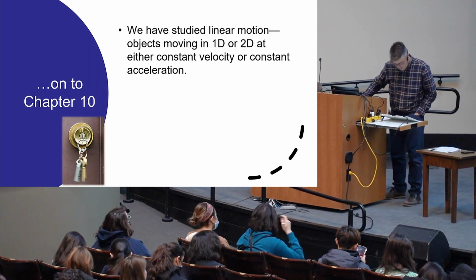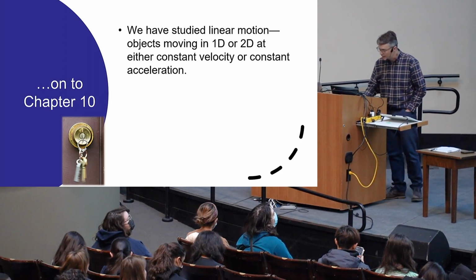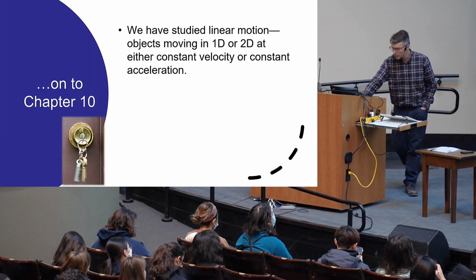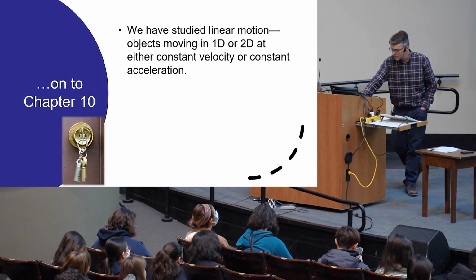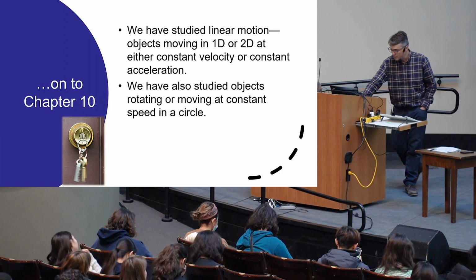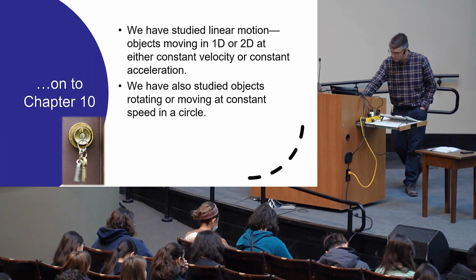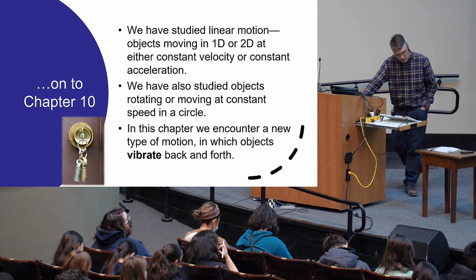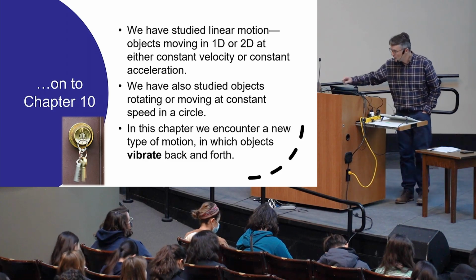So this is it, which is that we've been studying linear motion, objects moving 1D or 2D at either constant velocity or constant acceleration. And we've also studied objects that are rotating or moving at constant speed in a circular motion. In this chapter, we're looking at things that vibrate back and forth.